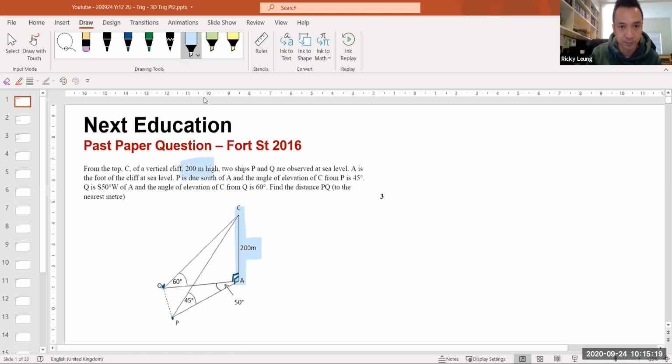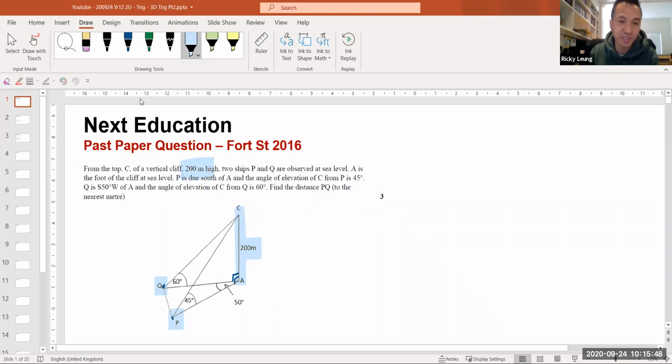Yep, got that. Two ships P and Q, yep, got that, are reserved at sea level. A is the foot of the cliff, got that. P is due south, and the angle of elevation of C is 45 degrees from this point P, which is due south. Q is 50 degrees west and has an angle of elevation of 60.